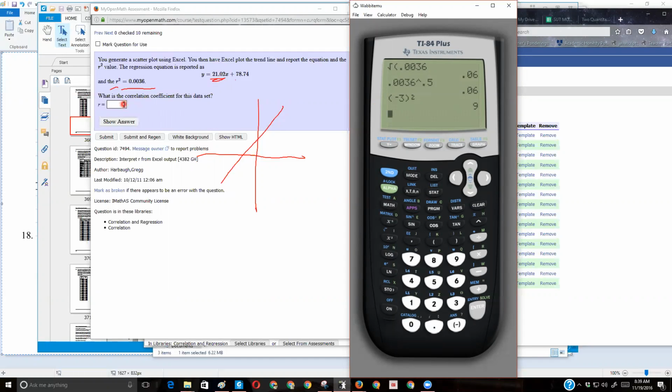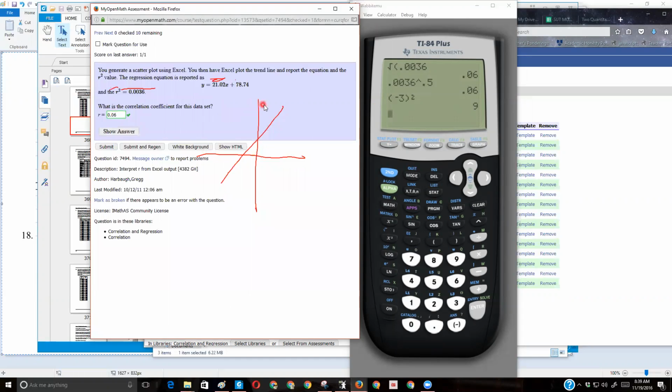Some of you will see that on the exam or on quizzes. Some of you are going to get a negative value and you're going to have to know, oh, it's a negative slope, I've got to use a negative correlation. Okay, so to get this answer right, I'm going to type in 0.06 and let's submit it and see if I get it right. And I did. Okay, so hope that helps you get this straight.